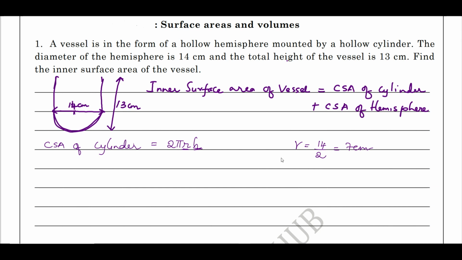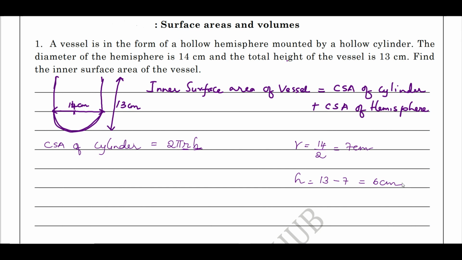Therefore the radius is 7. To know the height of the cylinder alone, you should subtract the height of the hemisphere from the total height. The height of the hemisphere is equal to the radius of the hemisphere. Therefore height is 13 minus 7, what we get is 6 centimeter. Therefore the height of the hollow cylinder is 6 centimeter.